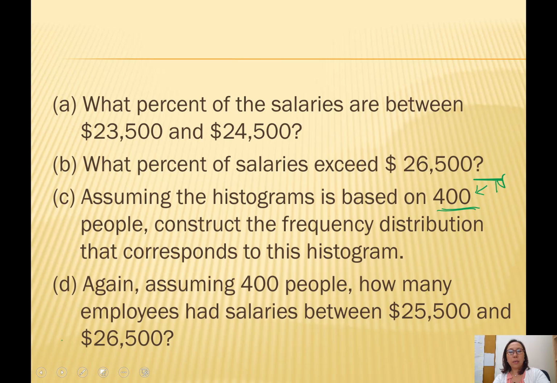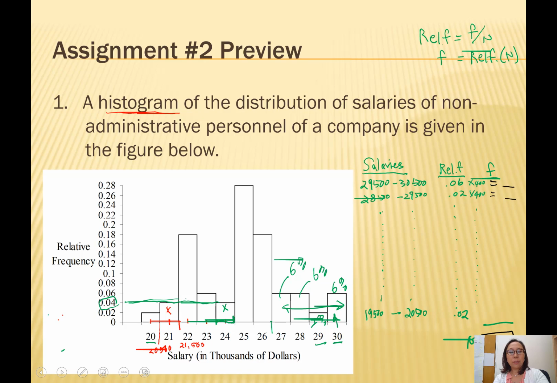So the question is, how many people make a salary between 25,500 and 26,500? Go right to the graph here and say, well, we're talking about this here. We can see that the relative frequency is 0.18 or 18%. So then we just calculate what 18% would be of 400, and that will tell you how many people actually fall into this category.